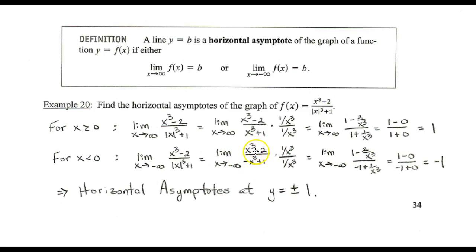So now looking at this rational function, again, the highest power of x I see is x cubed, multiply the numerator and denominator by 1 over that highest power of x, simplify, take the limits, and I get minus 1. So the horizontal asymptote for x less than 0, in other words, as x approaches minus infinity, is y equals minus 1. So we have two horizontal asymptotes, one at y equals positive 1, one at y equals negative 1.